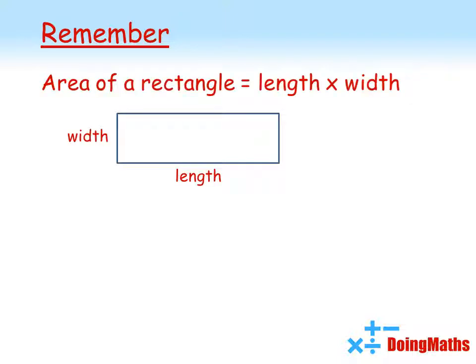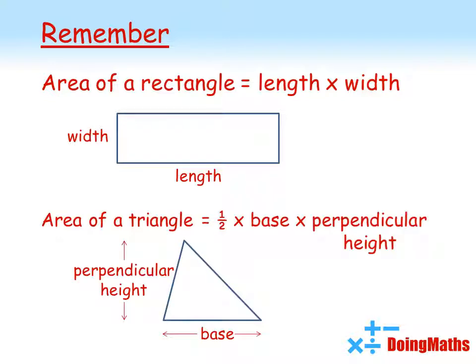So remember, if you want the area of a rectangle, that's the length times the width. If you want the area of a triangle, that's half times the base times by the perpendicular height.